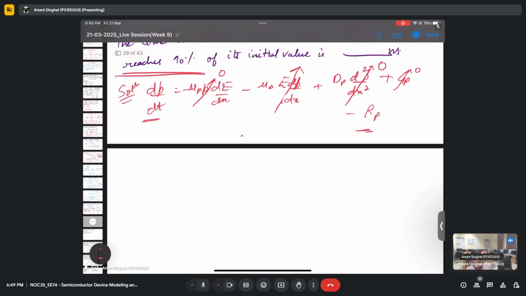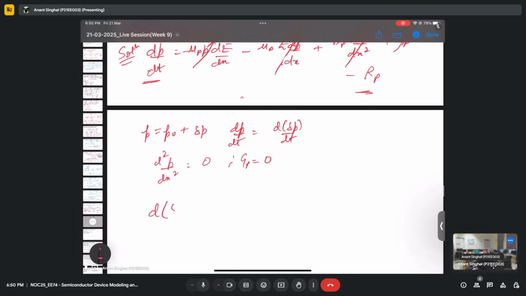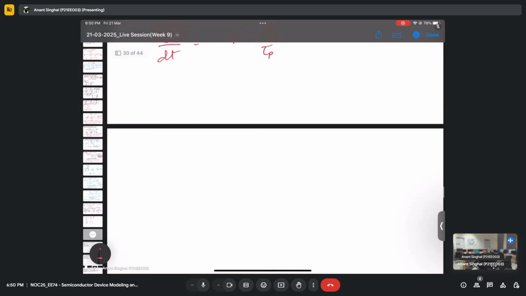Let me give you some more overview. The total concentration we have discussed is p0 plus delta p. From this dp over dt will become d del p over dt. Similarly, d2p over dx2 is 0, that I have already cancelled. Gp is 0, I have already told you that the light is turned off. So using this, d del p over dt is what we are left with, minus rp, and rp is nothing but minus del p over tau p. So this is the first order equation, very straightforward to solve.